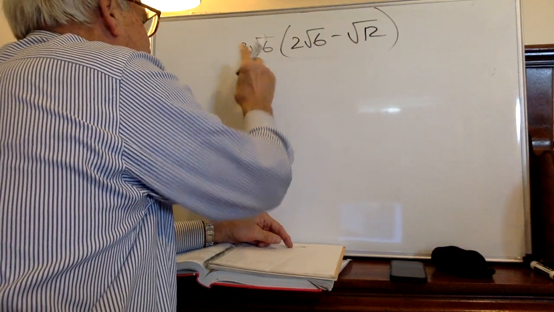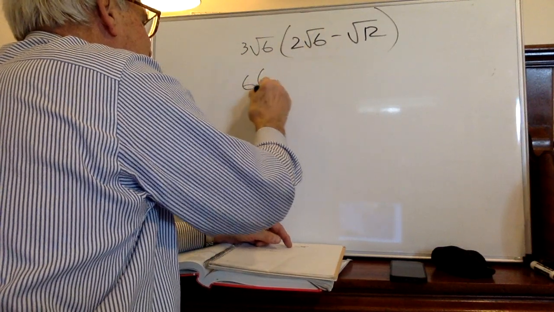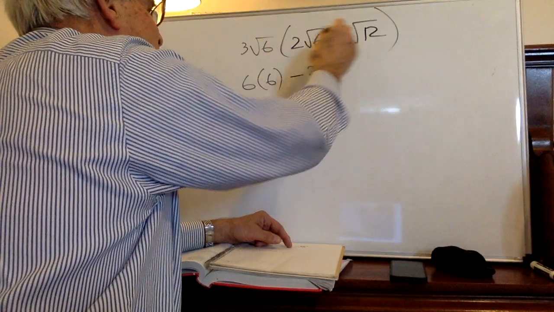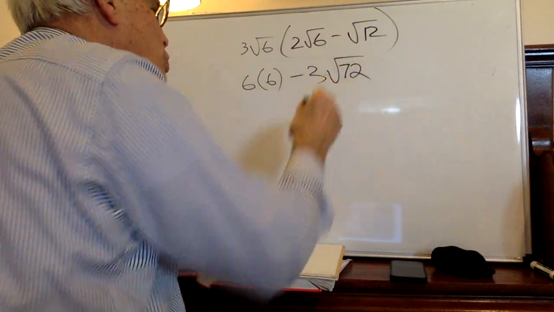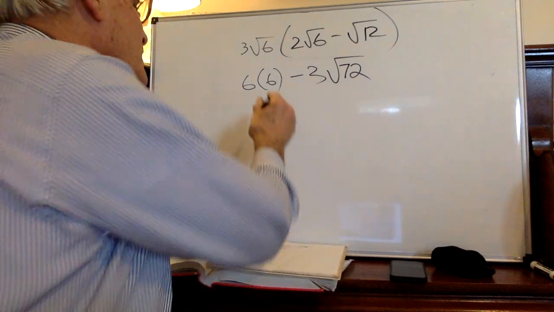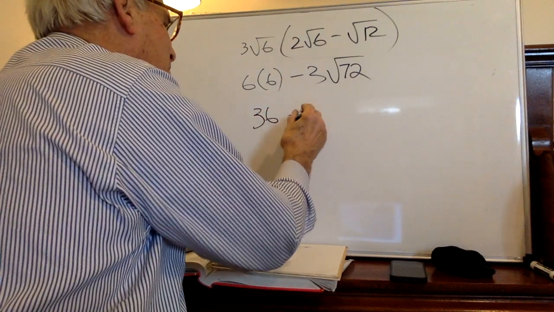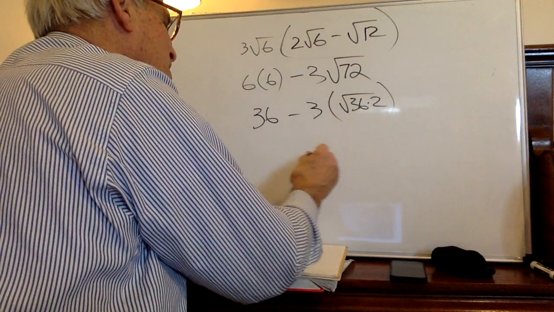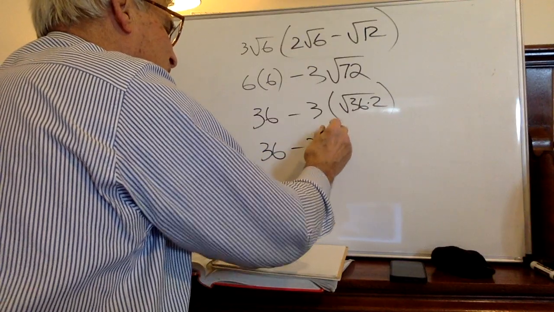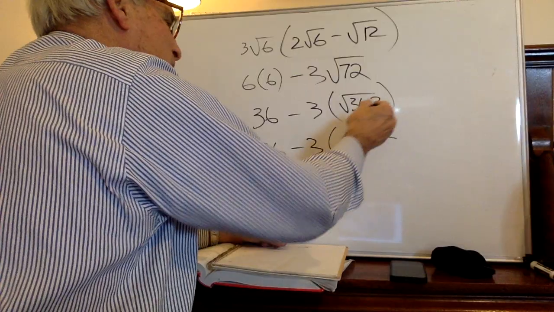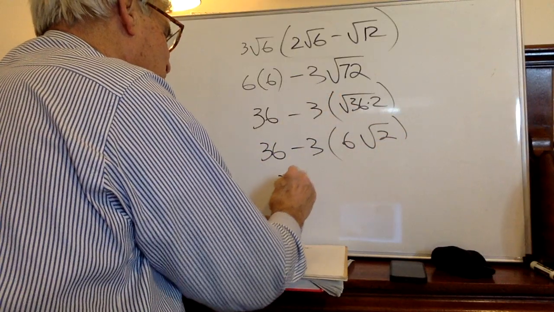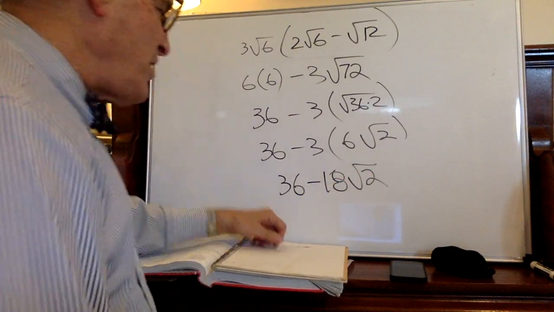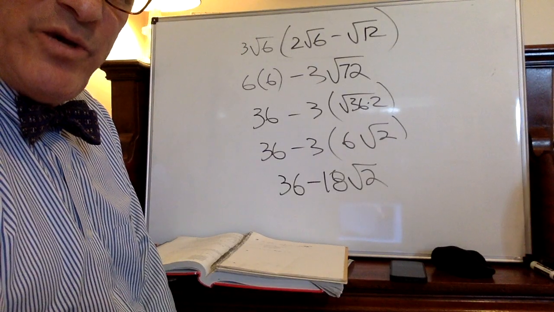This becomes 6. 3 times 2 is 6. Root 6 times root 6 is 6. Minus 3. Root 6 times root 12 is root 72. 6 times 12 is 72. 6 times 6 is 36. Minus 3 times, this is the square root of 36 times 2. So it becomes 36 minus 3 times 6 root 2. The 6 comes out. So the simplest form, 36 minus 18 root 2. And that's your answer in simplest form.